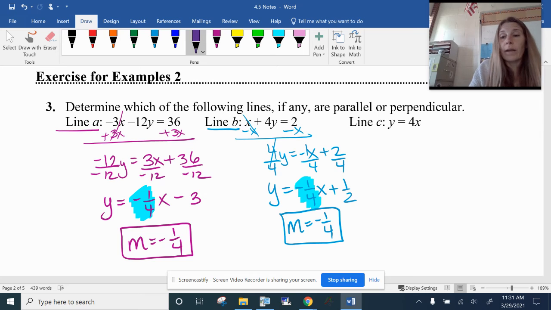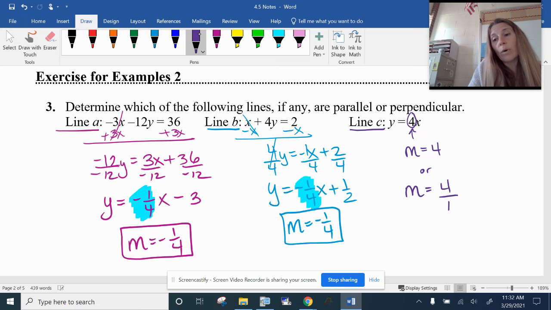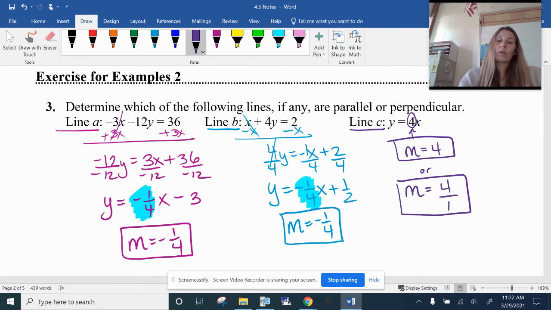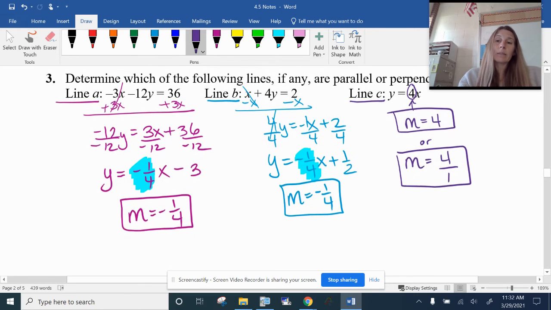And then the third one, line C, we can already see the number. It's already in slope-intercept form, so we know our slope is 4, or it might be helpful to write it as 4/1.